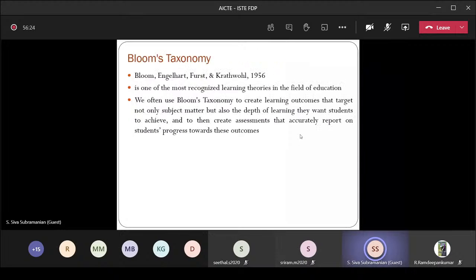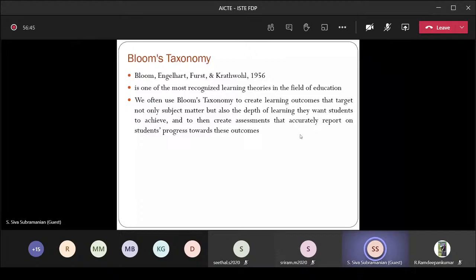And getting into Bloom's taxonomy, in 1956 Bloom gave out this taxonomy along with his friends Engelhart, Furst, and Krathwohl, right? Even now, this is the most recognized learning theory in the field of education. And we use this Bloom's taxonomy to create learning outcomes.